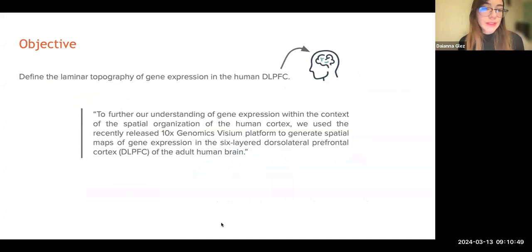Okay, so using this 10x Genomics Visium platform, the objective of the study was to define the laminar topography of gene expression, to define these transcriptomic maps, and especially resolving the human DLPFC. There are two main reasons why they chose this region of the brain. The first is because of this spatial architecture in cortical layers of the DLPFC. And the second is because it has been implicated in many neuropsychiatric disorders. So there's a clinical interest in studying this region.